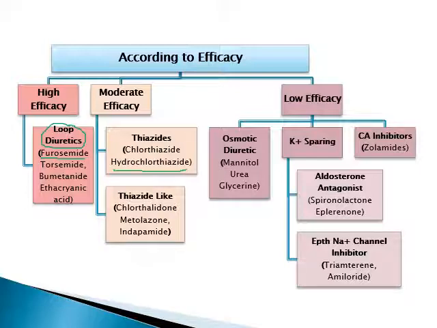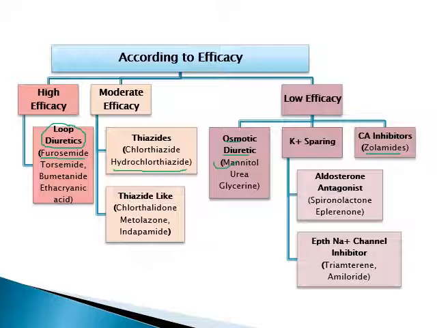And lastly, we have low efficacy diuretics, which are again of three types. One is carbonic anhydrase inhibitors. Their names end with zolamide, like acetazolamide, dorzolamide, brinzolamide. So the prototype is acetazolamide. And in low efficacy, another group is osmotic diuretics. Here we have three agents: mannitol, urea and glycerin. Mannitol is more commonly used.